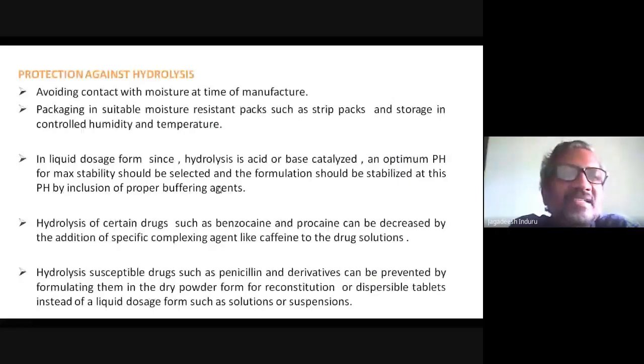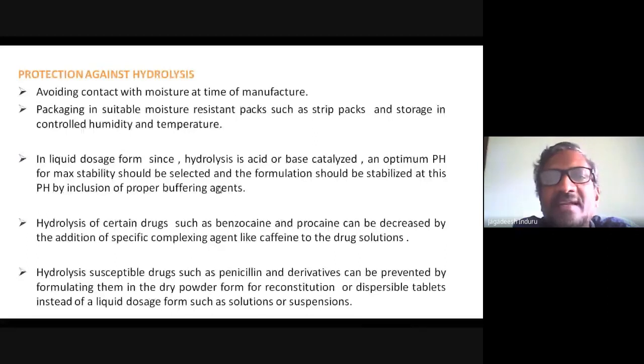Most of the time, the second approach is packaging. While doing manufacture we control it, but during packaging the product gets exposed to the environment and will absorb moisture from it. So we need to take care with moisture-resistant packs. What is moisture resistant? Like a strip pack, because there is aluminum foil on both sides. It is cold pressed or thermally pressed, and when they are pressed, they adhere completely. They will not allow any moisture to enter the pack. The strip pack is a completely moisture-resistant pack.